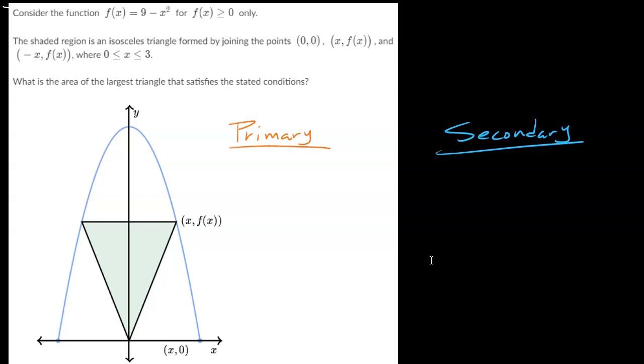Okay, now this one should be semi-clear what you're being asked to maximize or minimize. It's very straightforward, it just says, what is the area of the largest triangle? So we're trying to maximize the area. Well, now if I'm looking at this triangle, the area of any triangle is 1/2 base times height.